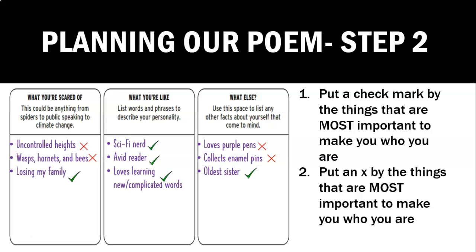And then you're going to put an X by the things that aren't that important. Like, they're true about you, they kind of influence you, but if they were different about you, then it wouldn't make you a completely different person. So one of the boxes on your graphic organizer is going to say what you're scared of.